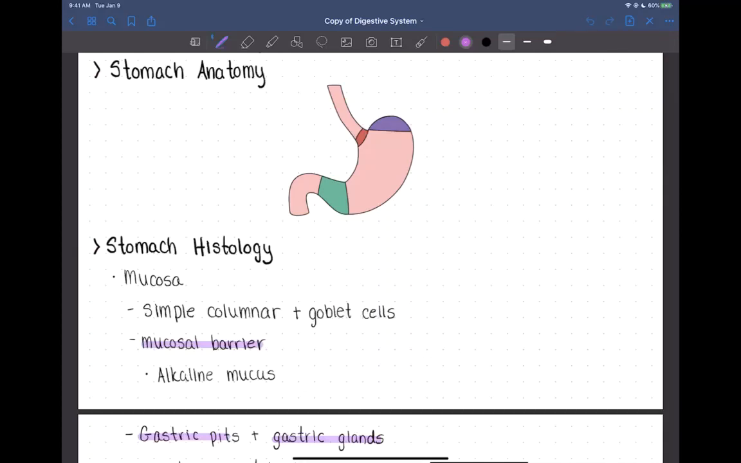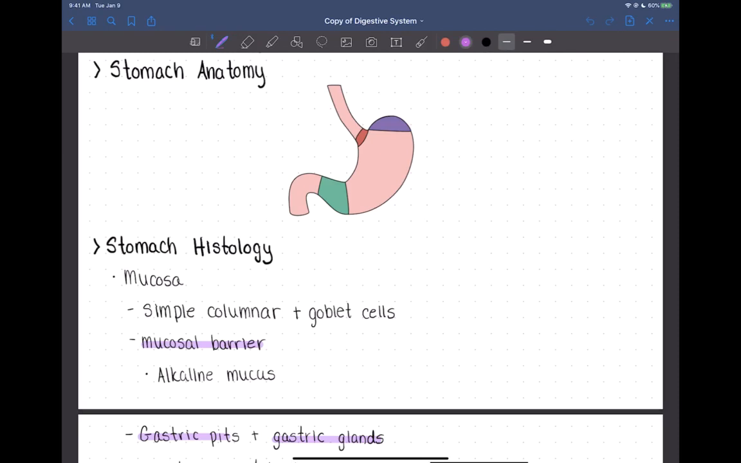All right, everyone, so this is the third video for the digestive system. We last left off talking about the esophagus and the physiology of swallowing. So now we're going to talk about the stomach. We'll just briefly go through the anatomy of the stomach.